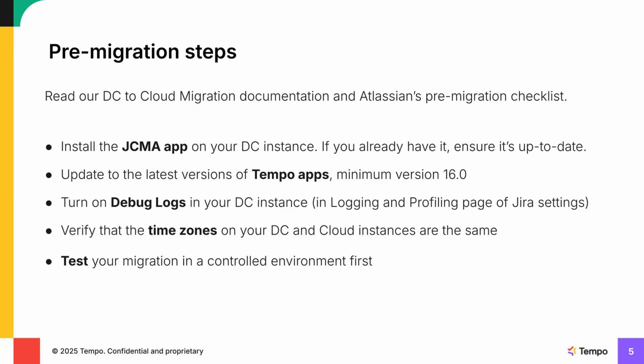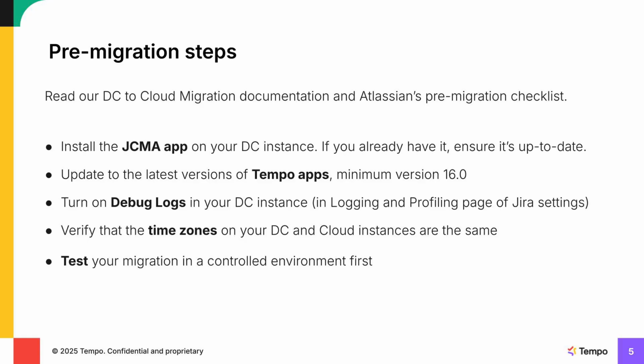We recommend that you read Tempo's DC to cloud documentation and the Atlassian pre-migration checklist before continuing. Both documents are linked at the end of this video. There are precautions described there that will help you have a successful migration. Here are the major ones.